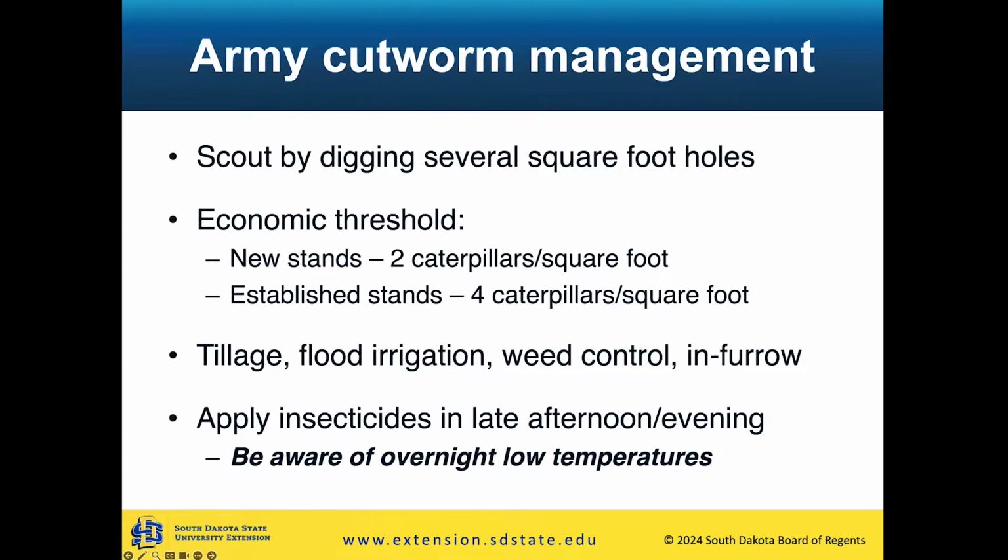So in terms of management, you can scout for these guys by digging square foot holes in the ground, because they're going to be underground. The caterpillars are actually a nocturnal pest, so they're going to be showing up at night. They come out to feed. The threshold here, if you're digging and sifting through the soil, is 2 caterpillars per square foot in new stands, and then it's 4 for established stands. And you can do tillage, flood irrigation, weed control, and then the in-furrow insecticides.